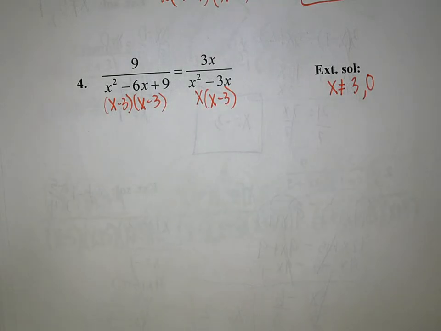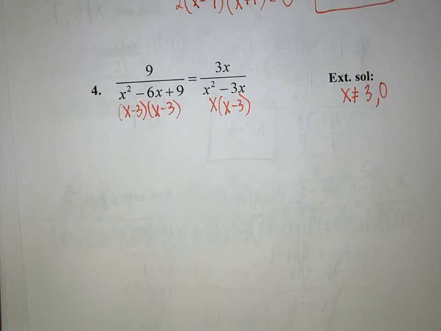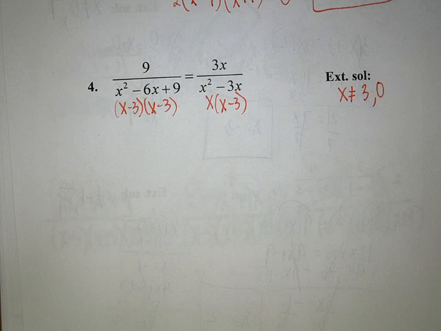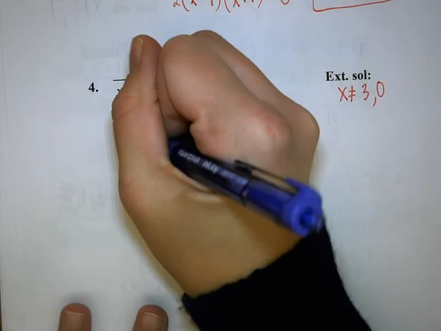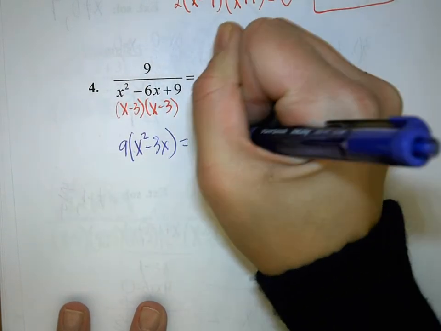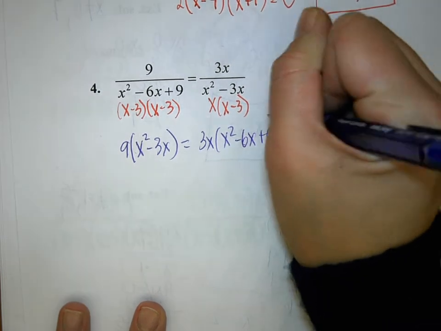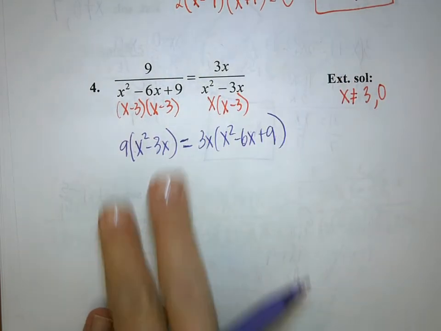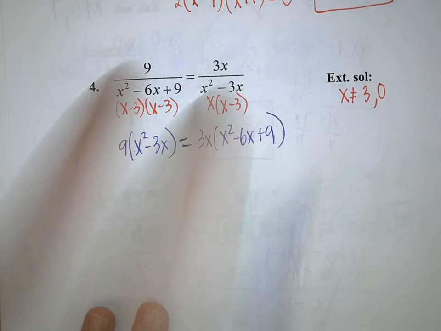So far so good on that? Are we all okay? So all we're doing is setting our denominators equal to 0, and we had a factor, and we figured out which values x cannot equal. What is my next step now? Good, cross multiply. So I have 9 times x squared minus 3x equals, and I have 3x times x squared minus 6x plus 9. Do you think it matters which one is written on which side? No, as long as you're multiplying the same two diagonals together.